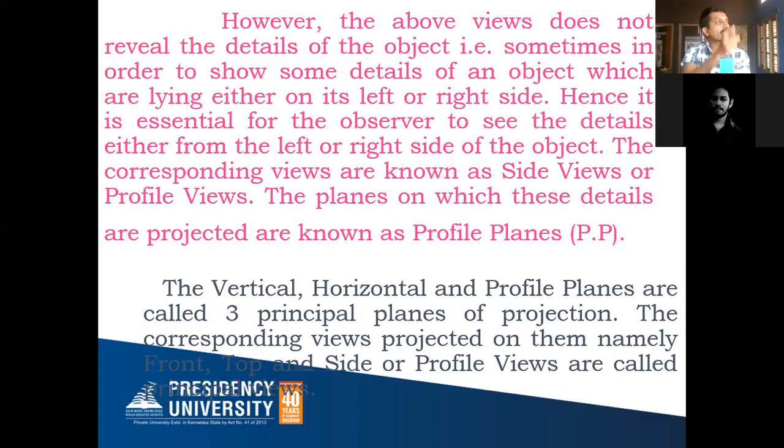Always the side view you will get on the profile plane only, whether it is the right profile plane or left profile plane. Got it? If you see the object from the right side, you get the right view. If you see the object from the left side, you get the left view. That means the left view and right view you always get on the profile planes, either the left profile plane or the right profile plane. And one more hint: always the side view you will get on either the left or right side of the front view only. Once again I'll repeat, always the side view you will get either on the left side or right side of your front view.